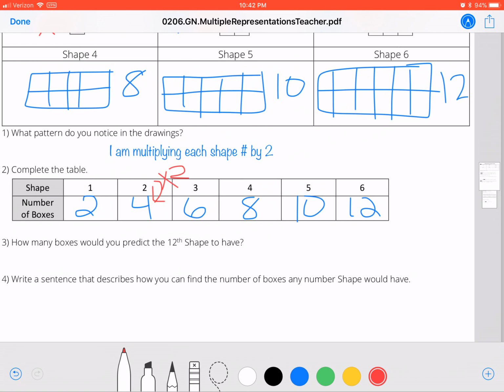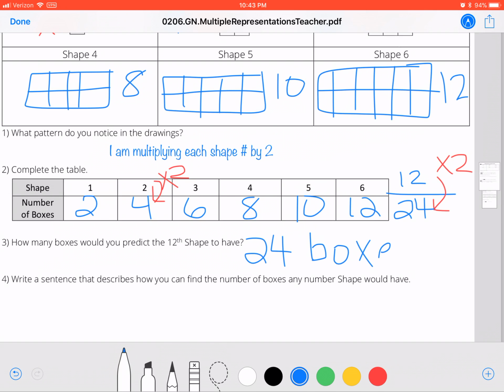Alright, question number 3. How many boxes would you predict the 12th shape to have? Well, if I were to extend this ratio table over and put 12 on top, we've already discussed that to get the number of boxes, I multiply the shape number by 2. So I would predict that there would be 24 boxes. There we go, 24 boxes.